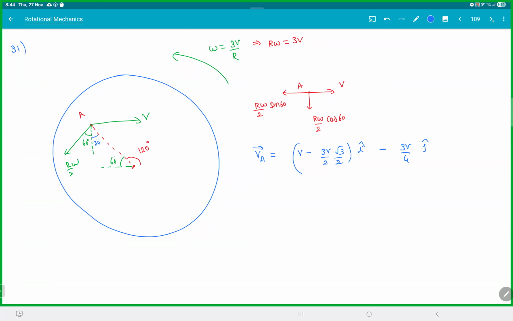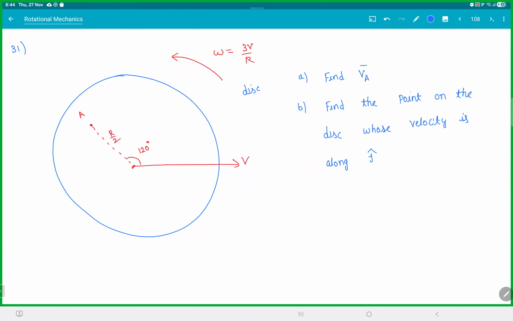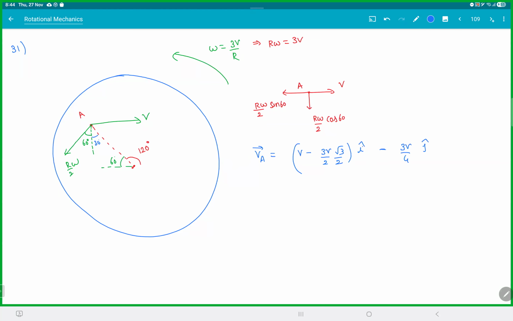Is that making sense? See where it went wrong? Here, omega is 3V by R. It's given, getting it? So don't assume any random omega when it is given. 3V by 2. So how did you get J cap, right? You'll get minus J cap. Any doubts on this? Did I do any calculation mistake here? Clear?